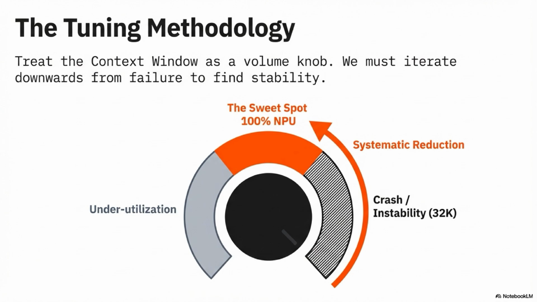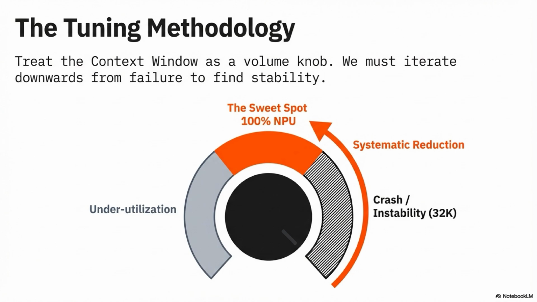Phase 3, 12K context. The model loaded instantly and ran fast. NPU utilization stayed between 90 and 100% for over 30 minutes. No crashes, no memory issues. This is the Goldilocks zone: 12K context on 16 gigabytes. It's engineered, not guessed, and fully reproducible.